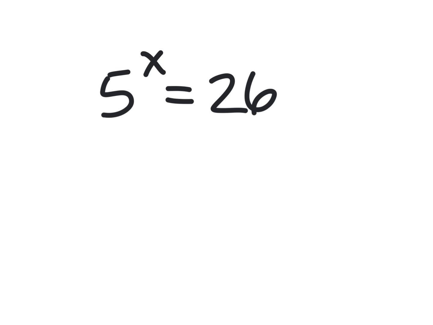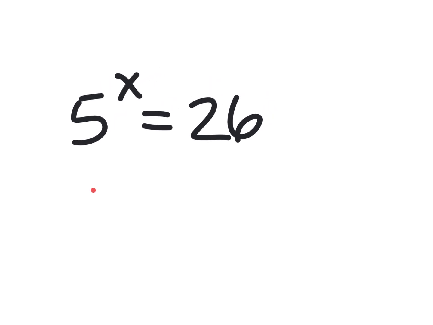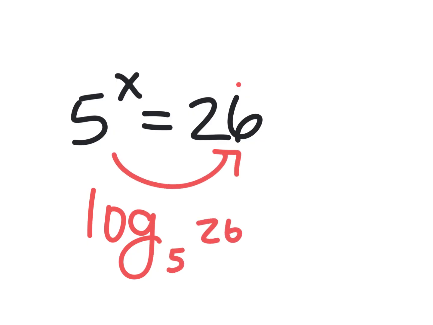So this is just a back to the beginning on logs. You can make this into a log. Log base 5 of 26 equals x. And that solved it for x, meaning x is alone, see?